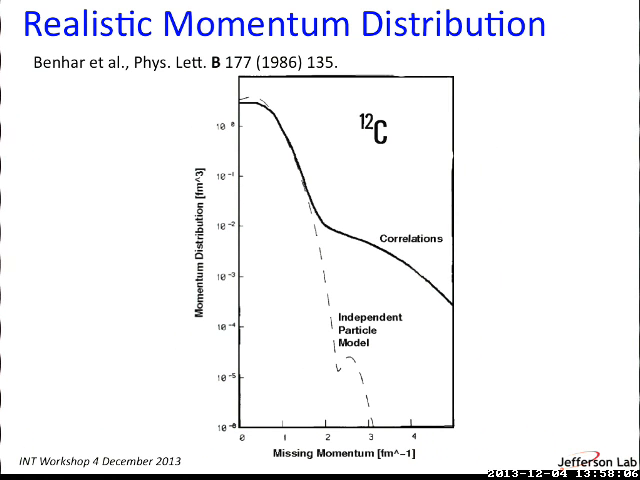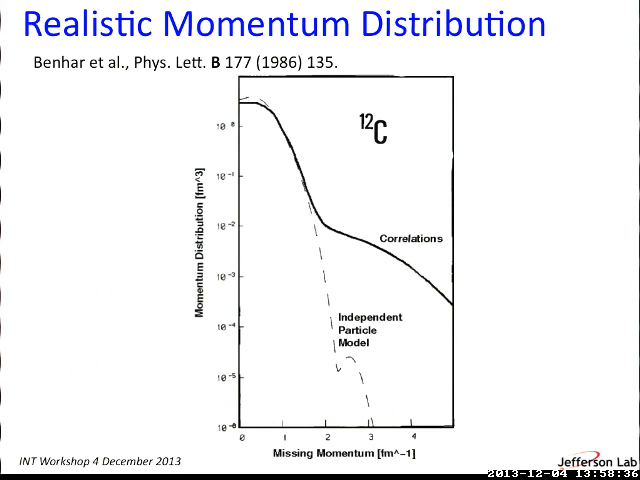Far more realistic, this is the work of Omar Benhar, carbon-12. You start off with an independent particle model. Here, again, this is missing momentum, inverse Fermi momentum distribution. By adding the correlations into the picture, you're changing the strength at low missing momentum, which looks to an experimentalist as if the cross section is much lower than you get from the simple calculation.